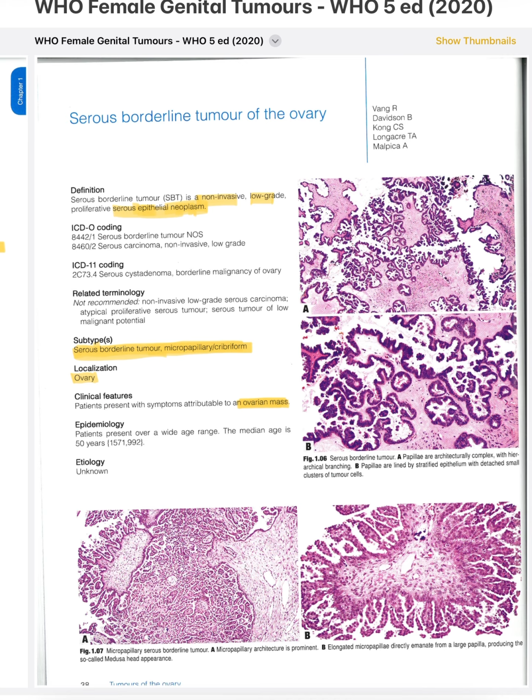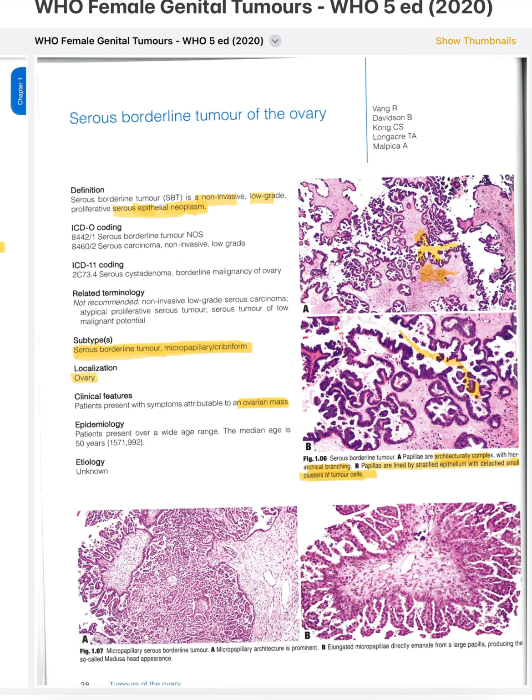This is the serous borderline tumor. There will be papillae forming, and these papillae are architecturally complex, with hierarchical branching. Complex means they have multiple branching. They originate, then they have this, then they have this, like this. And in this B1 we can see papillae lined by stratified epithelium with detached small clusters of tumor cells.